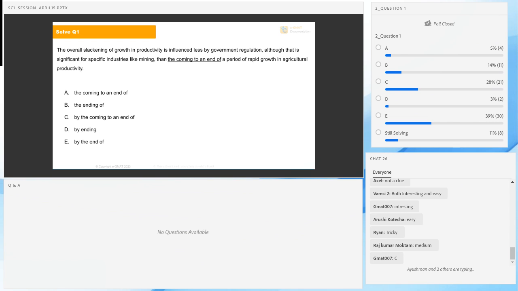What do you think is the correct answer choice looking at the responses here? If you saw these stats over here, what do you think is the correct answer? Majority of the students, 39%, have selected choice E. Interesting. Let's talk about it. Great question to learn from. Absolutely right. So let's understand this.